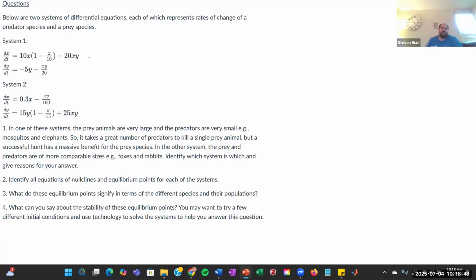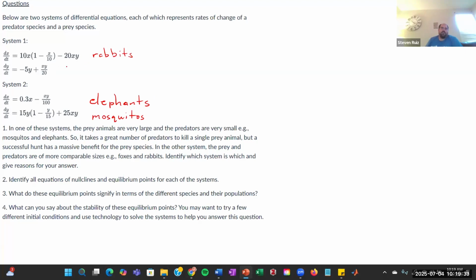I believe X is, these are the prey, so these are elephants. No. These are elephants, because I think it's going to take many mosquitoes to eventually kill an elephant. And dy/dt, those are mosquitoes. On the other hand, how many foxes does it take to kill a rabbit? Usually just one. And in fact, one fox can probably kill many rabbits, and that often is the case. So because of that, dx/dt, these are rabbits.